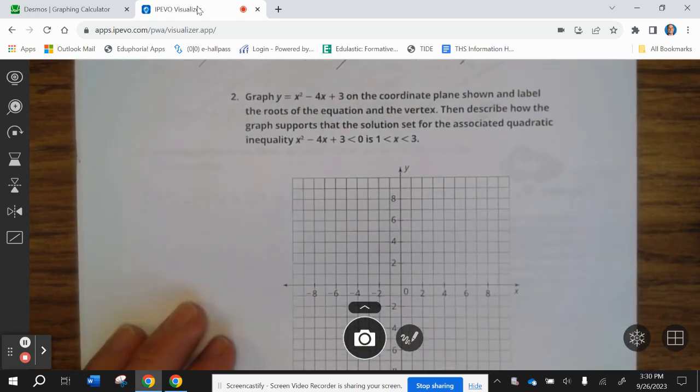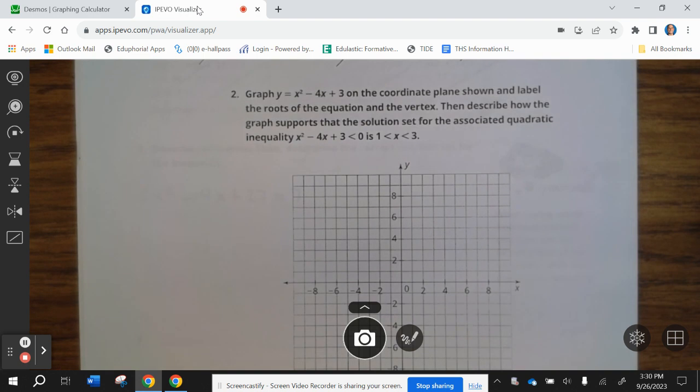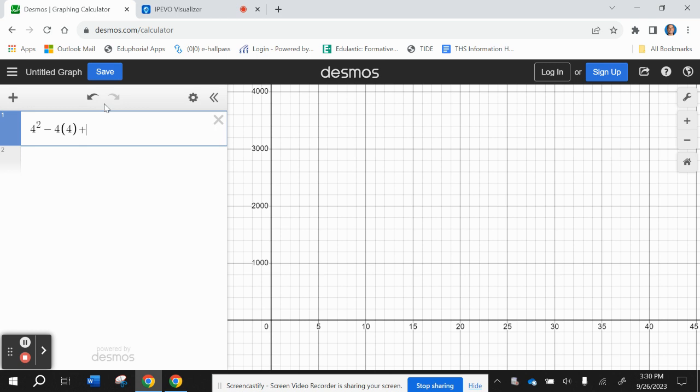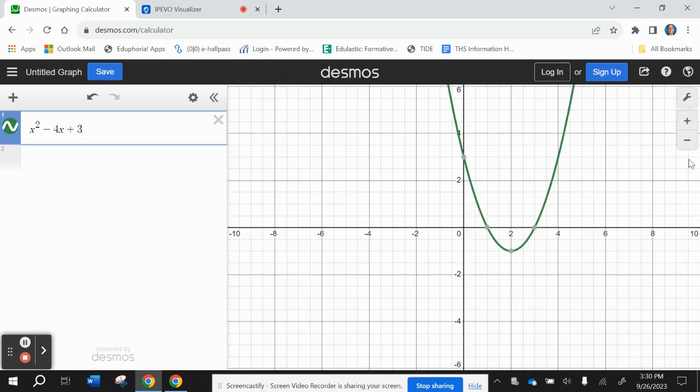Let's take a look at number 2. Graph y equals x squared minus 4x plus 3 on a coordinate plane. So let's go ahead and do that in Desmos. So x squared minus 4x plus 3. Now I need to press the home key to get back to my standard window. And we have some good points here, so let's go ahead and graph those. So 0, 3, 1, 0, 2, negative 1, 3, 0.